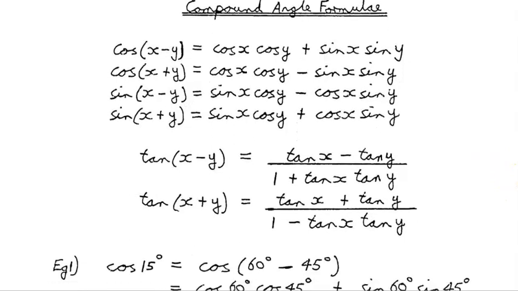Alright, in the case of tan, we have tan(x - y) is (tan x minus tan y) over (1 plus tan x tan y). Tan of (x + y) is (tan x plus tan y) over (1 minus tan x tan y). Useful relations to be used.